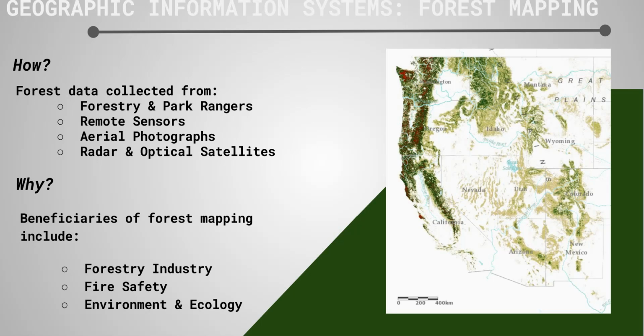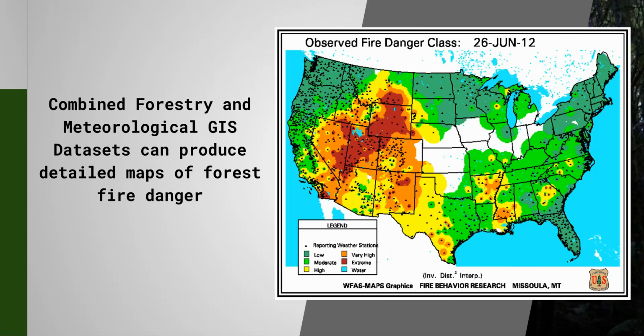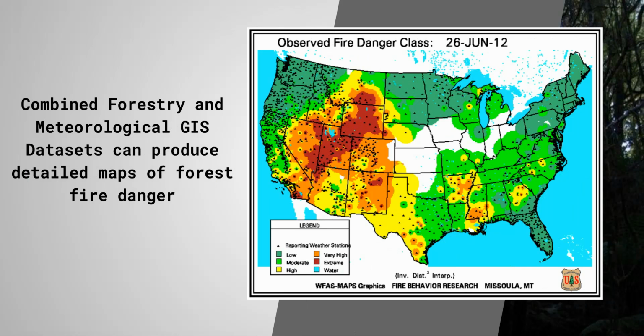The map you see here was created from data compiled from all of the above sources, effectively charting the density of forests across the western United States. This data is made available to organisations which are able to combine it with other datasets to produce a deeper understanding of forest management issues. For example, this map produced by the US Fire Service used GIS to combine forestry and meteorological data to produce a detailed map of fire danger across the United States.